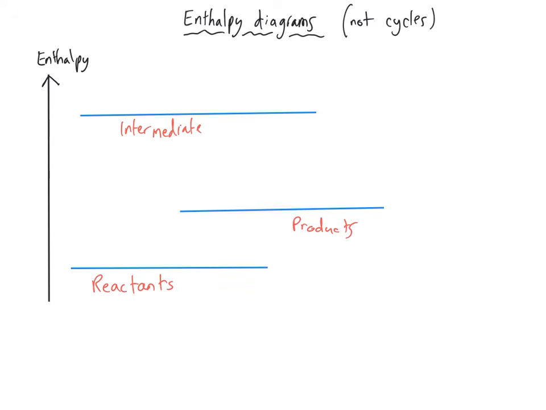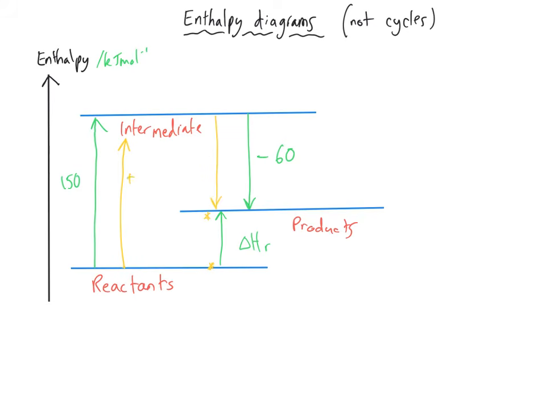Now, if the reactants, when they turn into the intermediate, this requires 150 kilojoules per mole, and then the intermediates, when they turn into the products, that releases 60 kilojoules per mole, we can work out what the enthalpy change for this reaction will be. And to do that, it's the exact same principle. We're starting at the bottom of this arrow here, and we're going to the top. And so instead of doing that step, we have to go up to the intermediate. We're going with that arrow, and then we're going down from the intermediate to the products, and again we're going with that arrow.